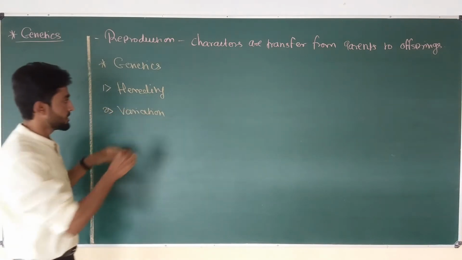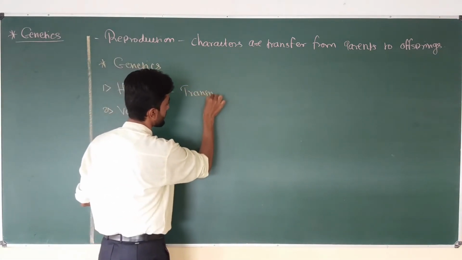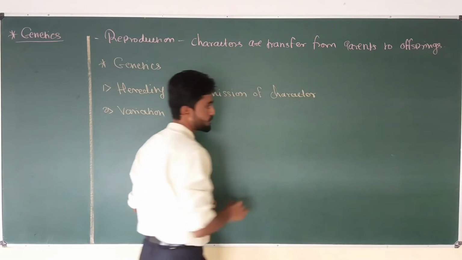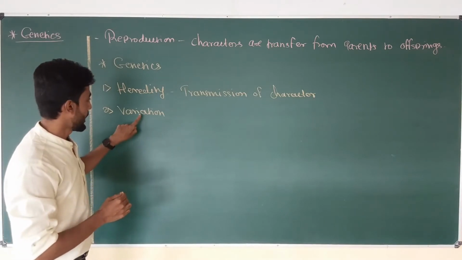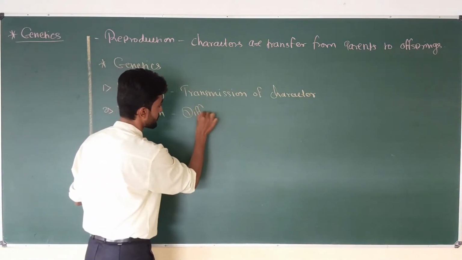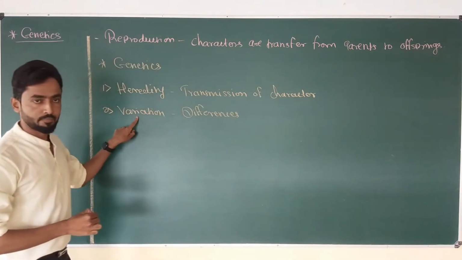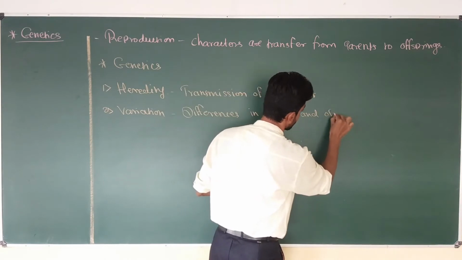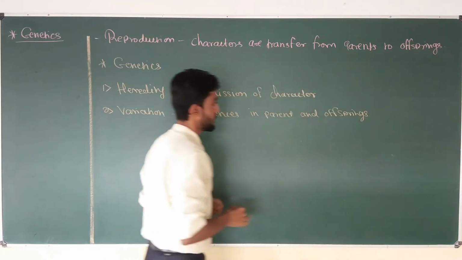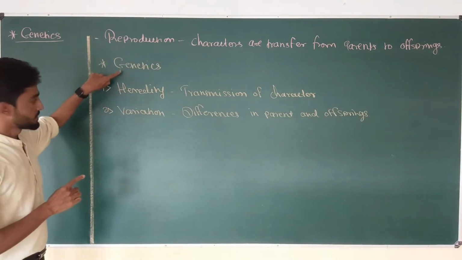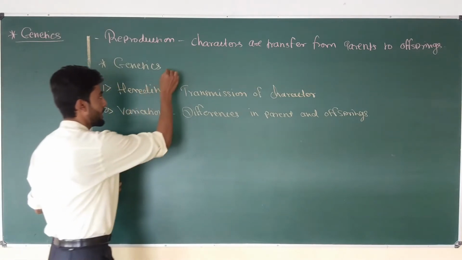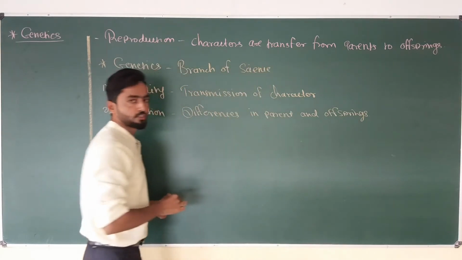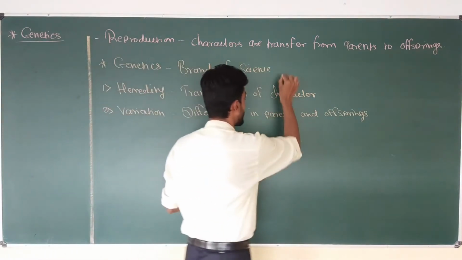Heredity is generally defined as the process of transmission of characters from parent to progeny, or from one generation to the next generation. And variation is nothing but the differences which are present in parents and their offspring. So in genetics, both these terms are included. We can define genetics as the branch of science, or branch of biology, that deals with the study of heredity and variation.